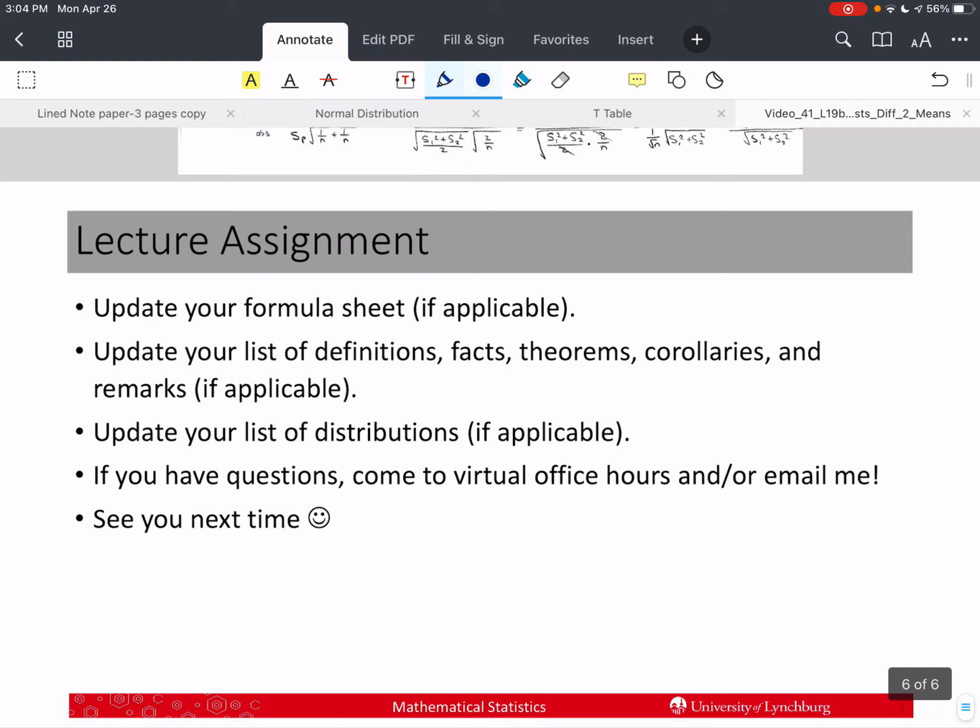But these formulas are a lot easier to calculate. If you have questions, come to virtual office hours. If you need help before office hours, then by all means email me, but send me a picture of the problem because I won't have it available, and a picture of your work so far so I can see how you're approaching it, and I'll be happy to help you.